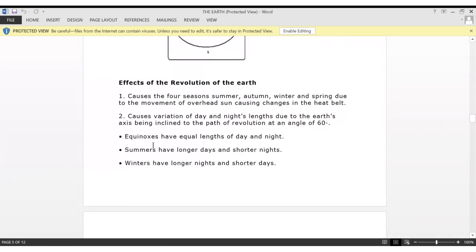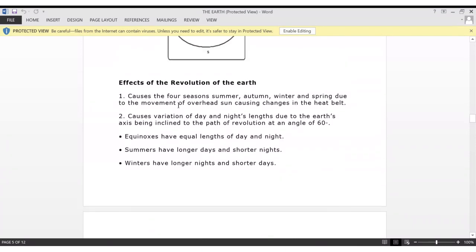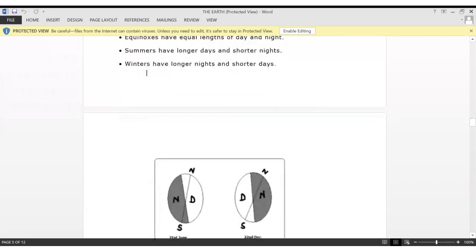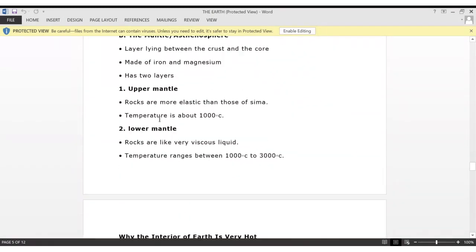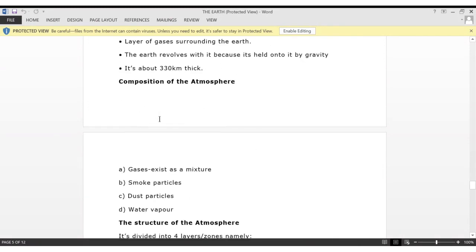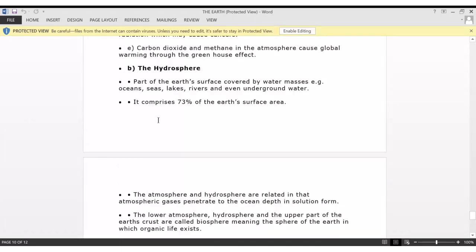So having looked at these points, let me talk about the effects, and I will stop there so that you can go and do research on the structure of the earth. So I would like to start from there in our next class.